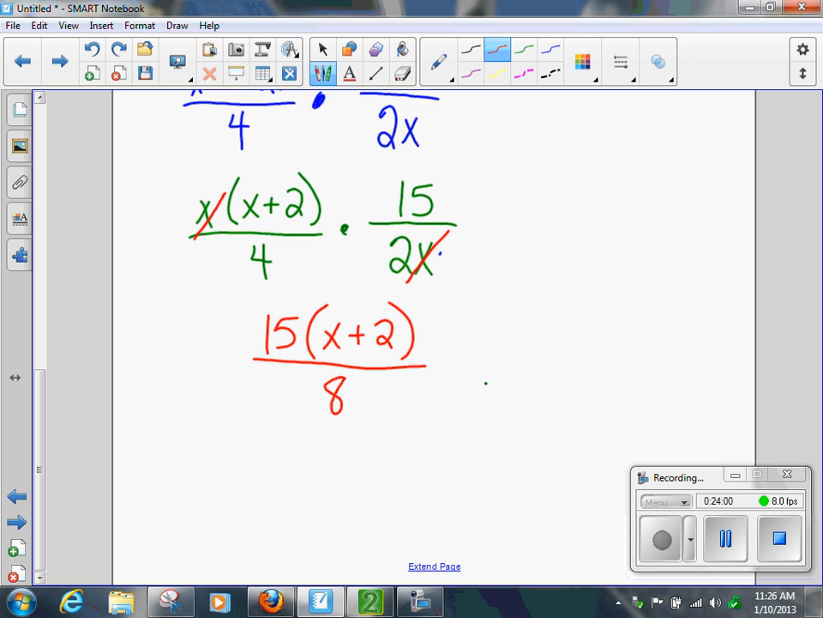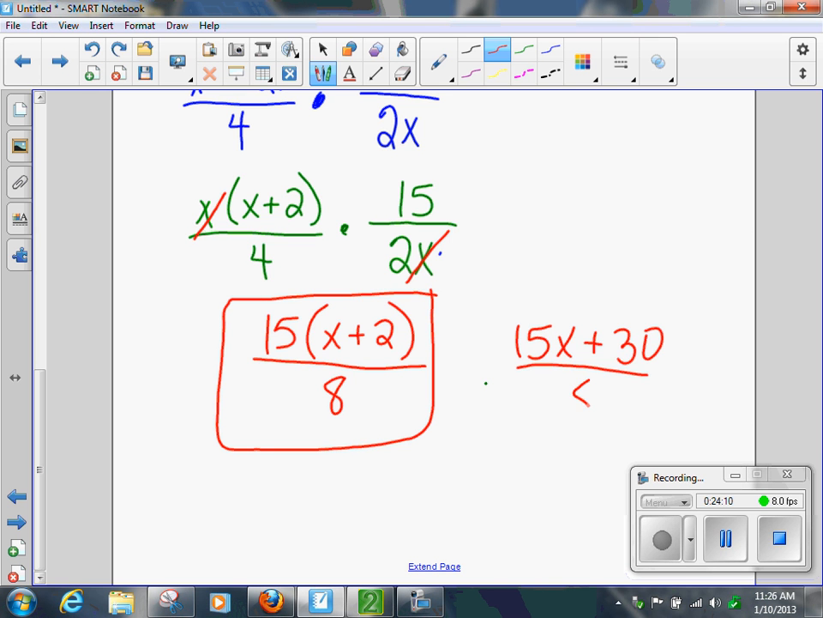Folks, I am totally fine with you leaving your answer just like that. If you distribute the 15 and got 15x plus 30 over 8, that's fine too. It's the same thing. It's like having 4 quarters and a dollar bill. Still the same value, it just looks different. Okay? What do you think?